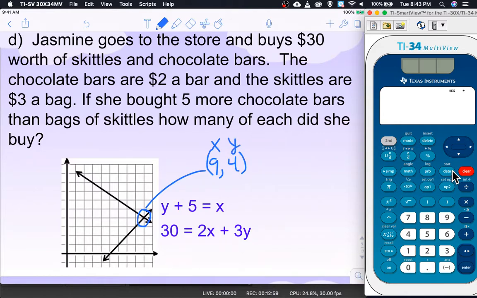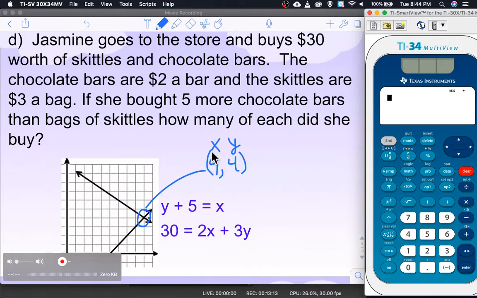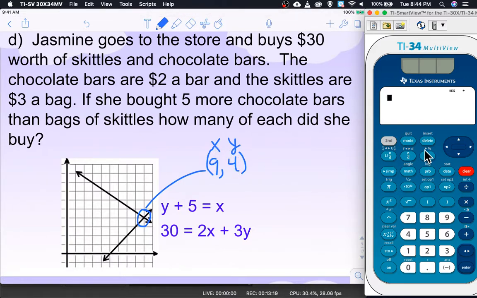But I think we need to do a little bit more, because just saying 9 comma 4 doesn't tell me how many of each she bought. Did she buy 9 Skittles or 9 chocolates? 4 Skittles or 4 chocolates? I don't know. But I know that the 9 is my X variable, and the 4 is my Y variable, my Y answer. Do we know which one the X is? Is X the number of chocolates or the number of Skittles?